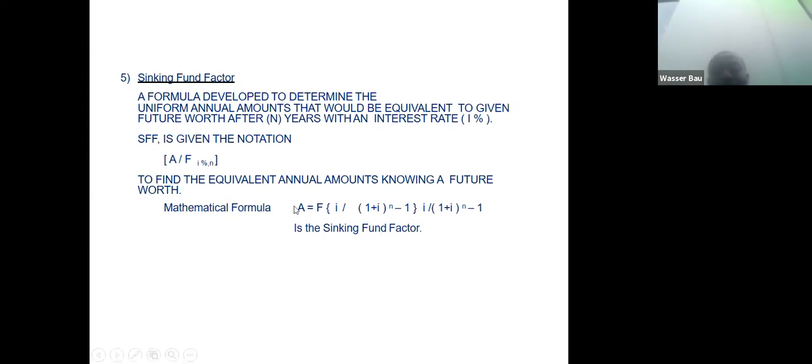So look at the long formula for the sinking fund, but you don't need to cram all this formula. Just know that you are given A, you have to find F.